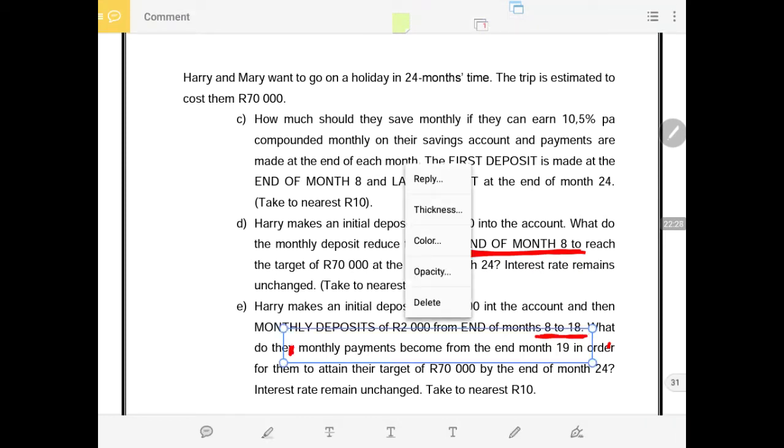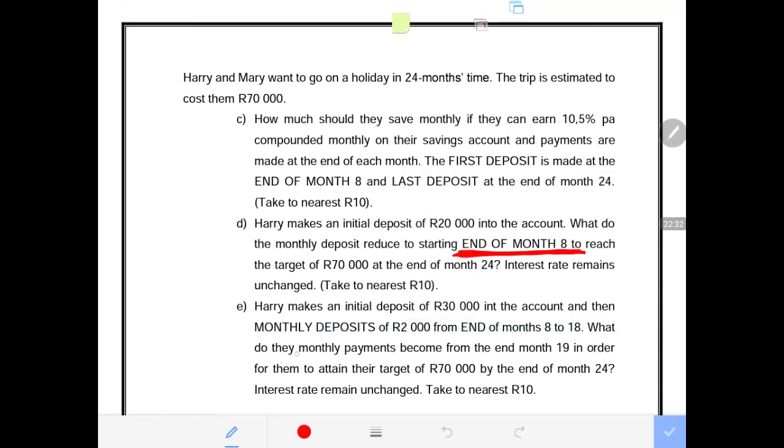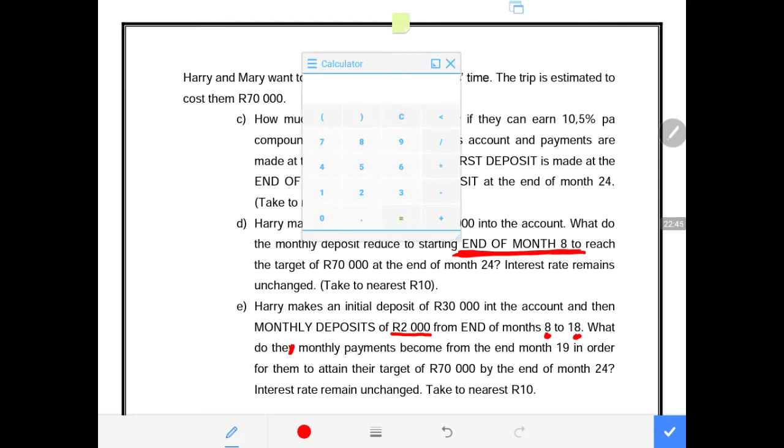And now this one is more expanded in comparison with the previous scenario, and still a very lovely scenario once again. Now monthly payments of 2,000 are made from month number 8 up until month number 18. That means we need to say how many payments will be made. It will be 18 minus 7, meaning for 11 months 2,000 will be paid. 8, 9, 10, you can count with your fingers, that will be 11 months.